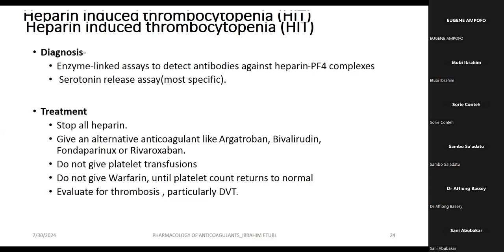And then it is usually not advised to give platelet transfusion, because since there's a depletion in platelets, the thought would have been to give platelets as part of the treatment. But it has been shown that platelet transfusion in heparin-induced thrombocytopenia actually precipitates thrombotic events, and studies have shown this. So you do not give platelet transfusion, and you do not give warfarin until the platelet count returns to normal. Remember that warfarin has significant effect on protein C and S, so that would worsen thrombosis. And then you evaluate for thrombosis, particularly deep vein thrombosis.